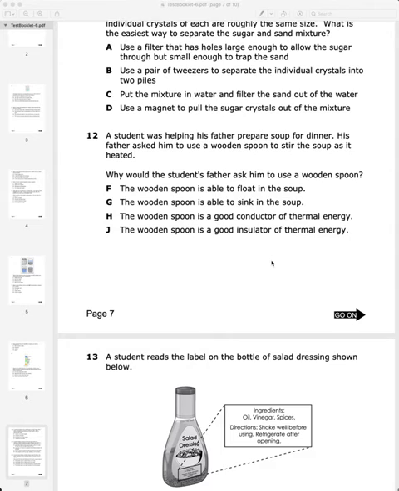F. The wooden spoon is able to float in the soup. G. The wooden spoon is able to sink in the soup. H. The wooden spoon is a good conductor of thermal energy. J. The wooden spoon is a good insulator of thermal energy.